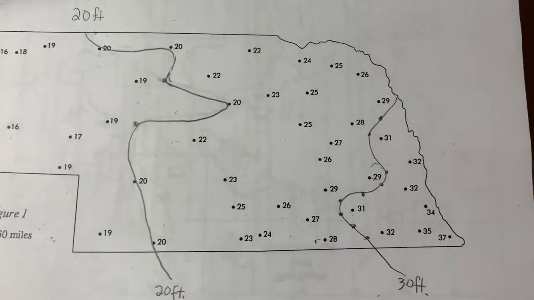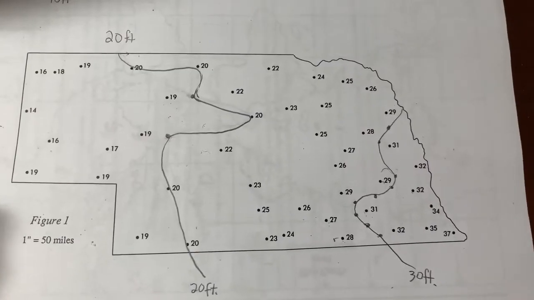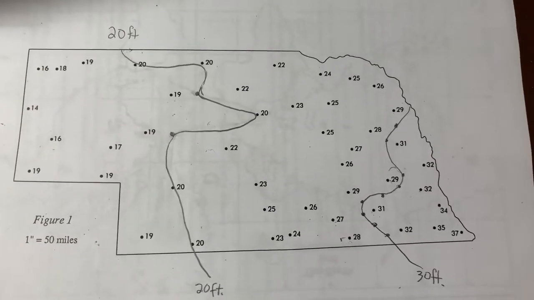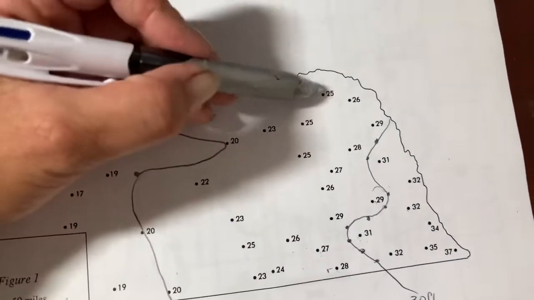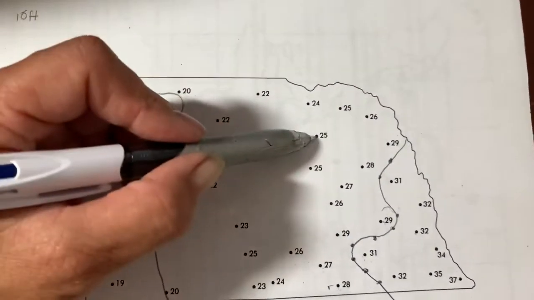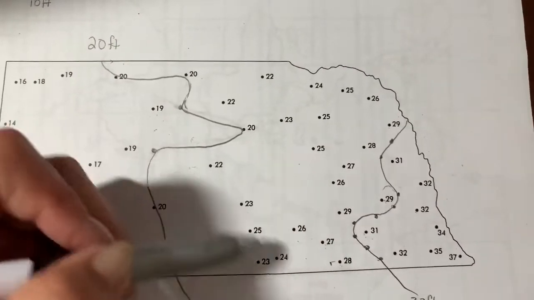You're going to have an exercise in your lab assignment where you have to do the same thing. If you want, I can do one more just to help you guys out. Let's do a 25-foot contour. Here's one there. Here's one there. Here's one there. But then where does it go from here, right?